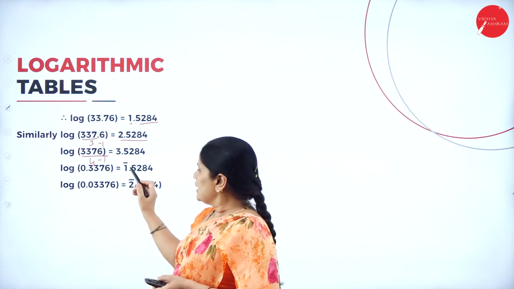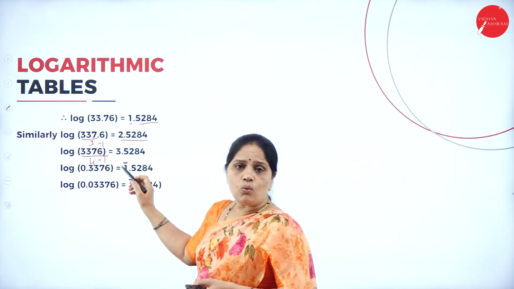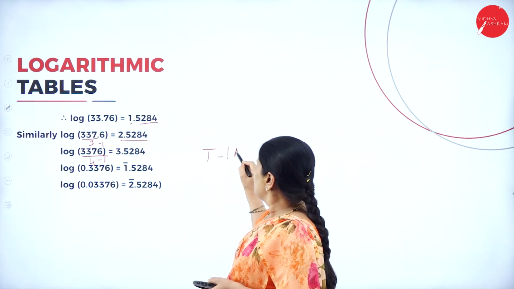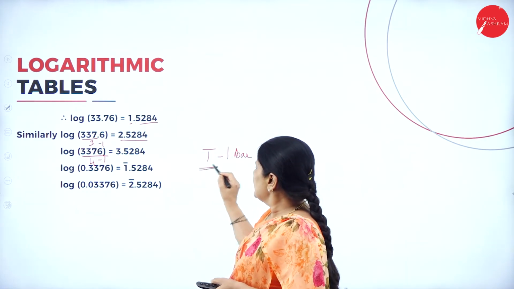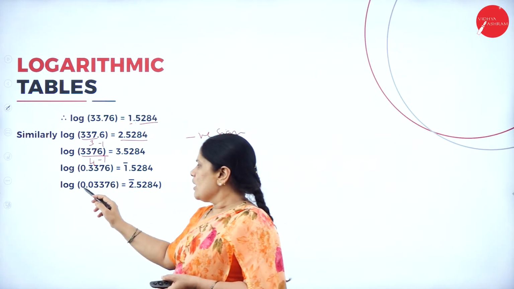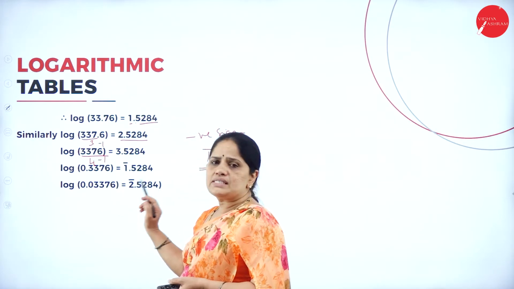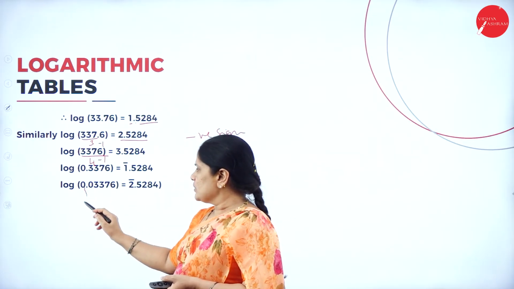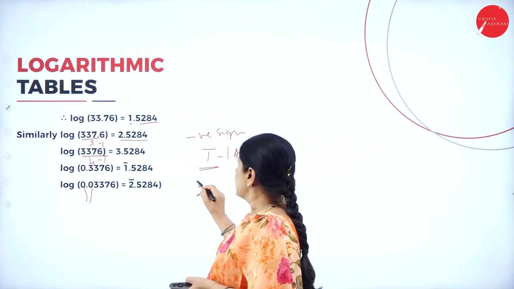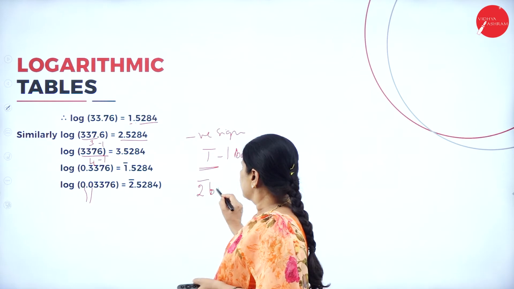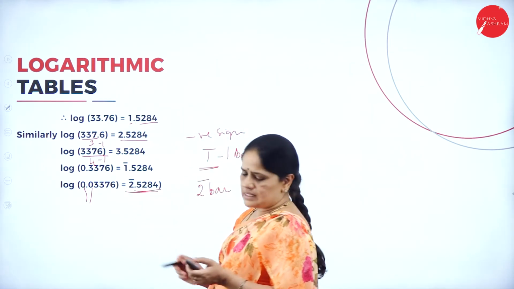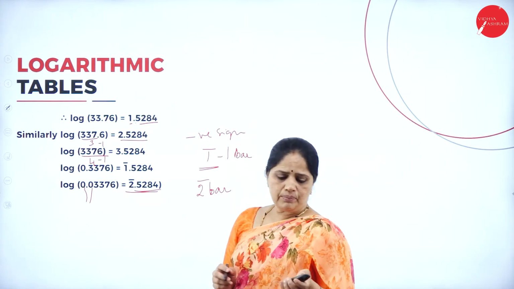Now log of 0.3376. So there are no digits before the decimal, so I will write it as 1 bar. This is spelt as 1 bar, and this is a negative sign. Okay, then log of 0.0376. So there is 1 zero here, so that will be 2 bar. So I can write it as 2 bar 0.5284. So this is how you will have to work out the problems.